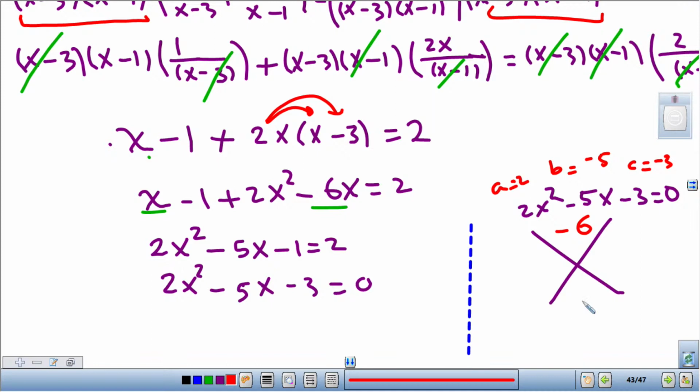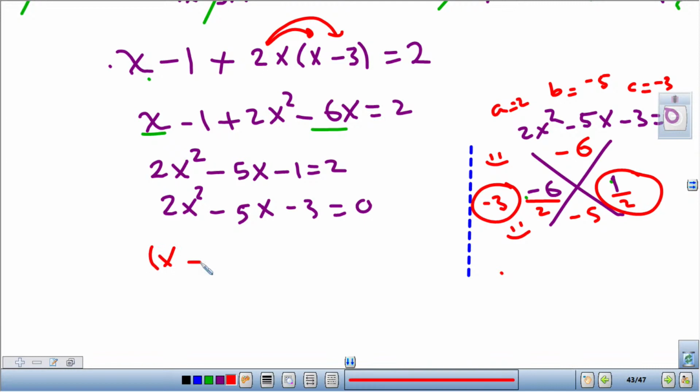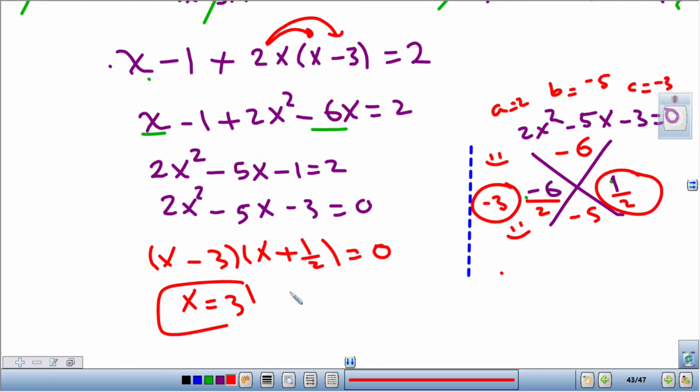And negative 5. Somebody suggest numbers for us here. Two numbers that multiply to give you the top, A times C at the top, and B is the bottom. Somebody said, was it negative 6? Negative 6. And this one I'm going to do with negative 6 and 1. So now we have to divide by the A. That's a negative 3. And this guy is going to be 1 half. So 2x minus 6... x minus 3, x plus 1 half equals 0, x equals 3, x equals negative 1 over 2.